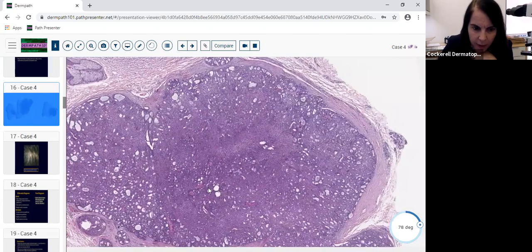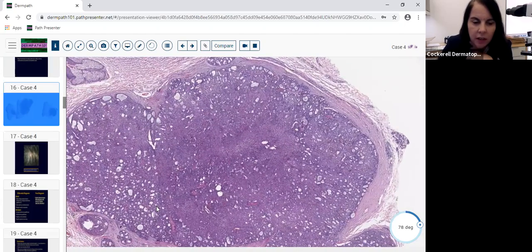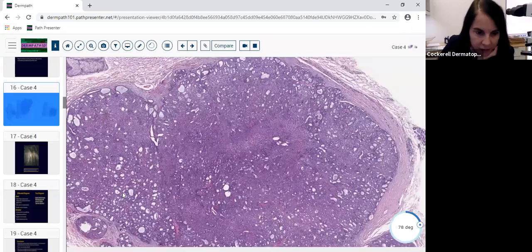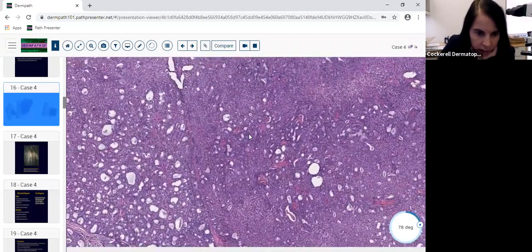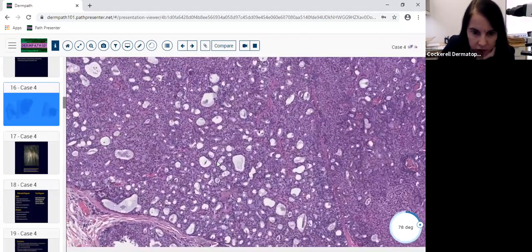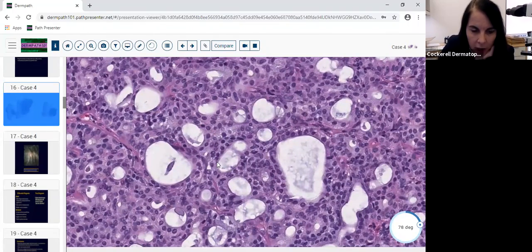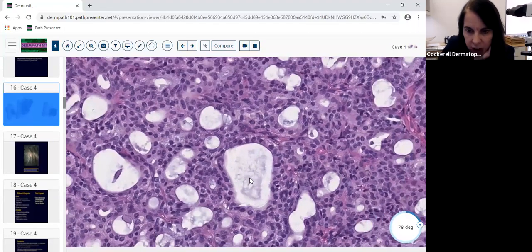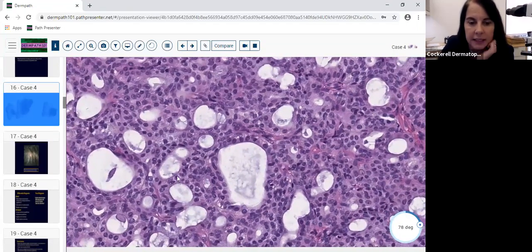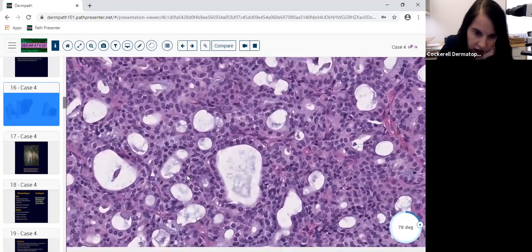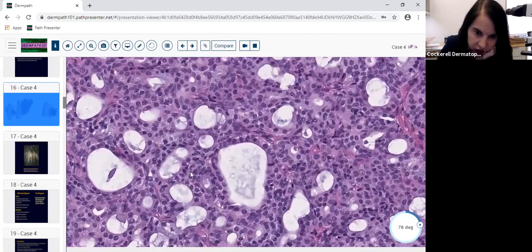As we get on higher power, we notice there are innumerable duct-like structures throughout this lesion. These duct-like structures seem to be lined by cells that are somewhat cuboidal with eosinophilic cytoplasm. And you have this proteinaceous material in the center of the lumens. And in some areas, you can even see decapitation secretion. Typically, you'll see this in apocrine lesions.